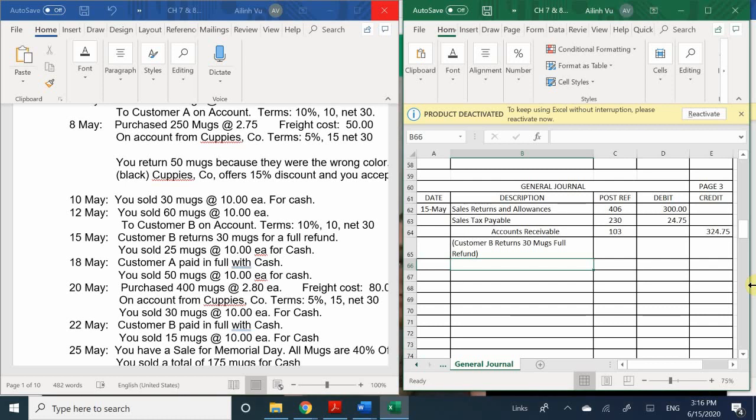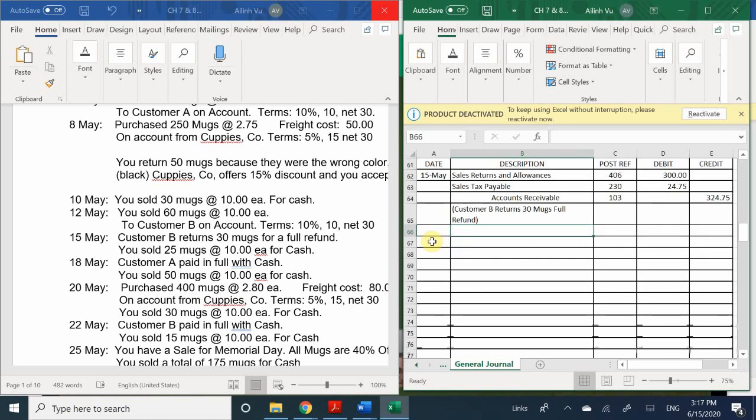No. Why? We got inventory. We got to adjust our inventory, right? Because he returned all those items for a full refund, right? Yeah. So, okay, so good. So now I'm going to go ahead and do May 15, and we're going to refund it, okay? So, cost of goods sold, yes, and mugs.